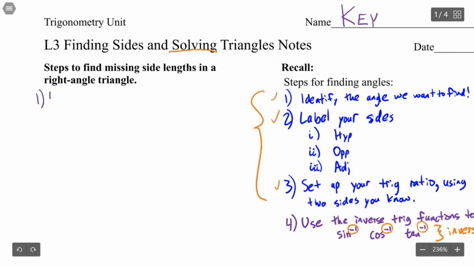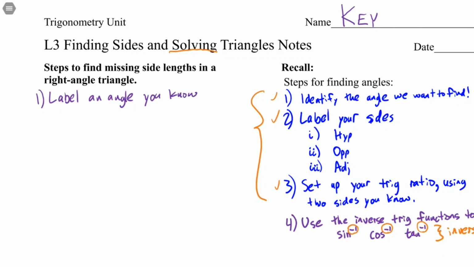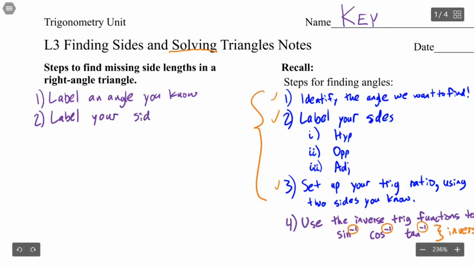So 1, label an angle you know. And in some cases, you might know more than one. And of course, this should not be the 90-degree angle. This should be one of the two acute angles in the triangle. But label the angle you know, because that's going to affect how you label your sides. So step 2, label your sides. And the order is going to be the same as always, hypotenuse, then opposite, then adjacent.